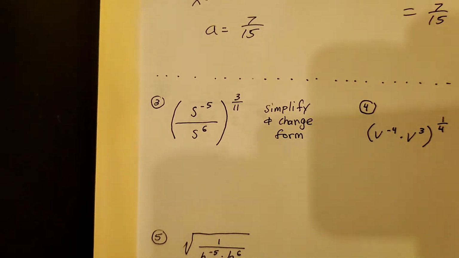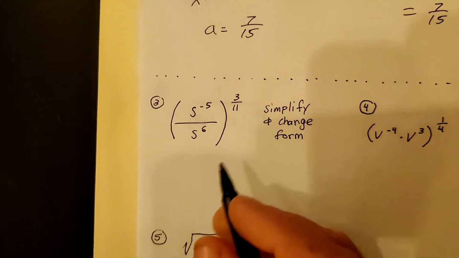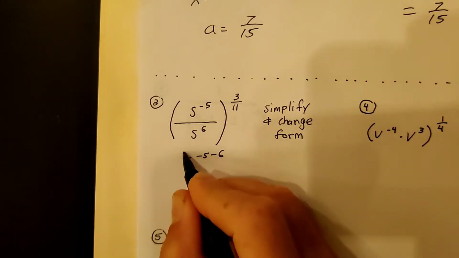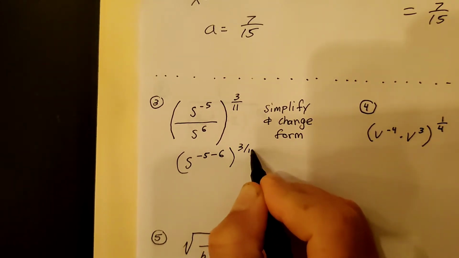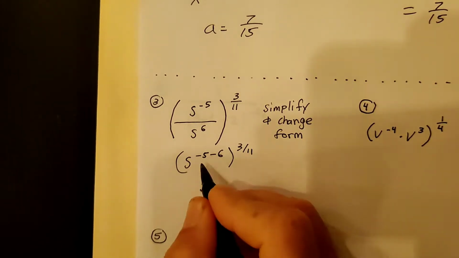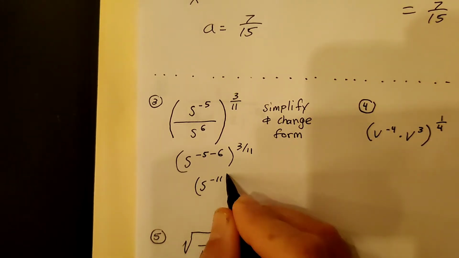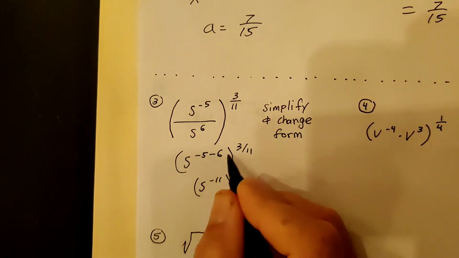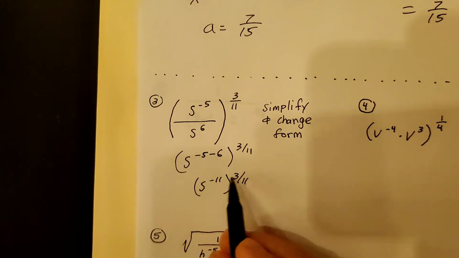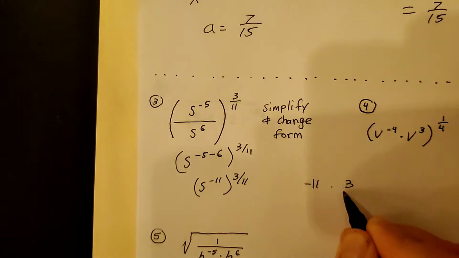Alright, so inside parentheses first, right? Base divide by base, so we subtract the numbers. So I have s to the -5 minus 6, all to the 3/11. Alright? -5 minus 6 makes s to the -11. Still in parentheses, right? Bring down 3/11. Alright, so now I multiply, right? Because powers of powers you multiply. So -11 times 3/11, right?